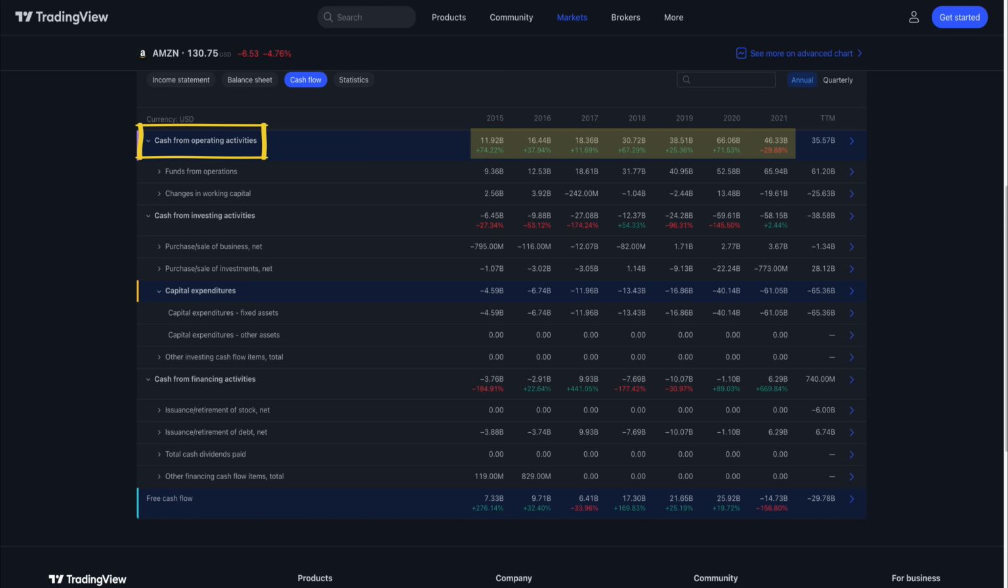To apply all we learned, we will use Bed Bath & Beyond as an example. The cash from operating activities has been on a decline since 2016, meaning the company is generating less cash from its activities. Their free cash flow has been shrinking year over year as well, and in 2021 it turned negative.